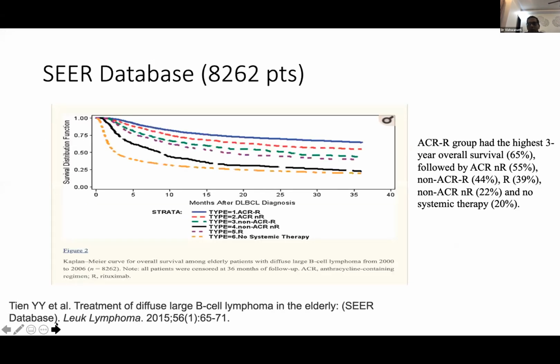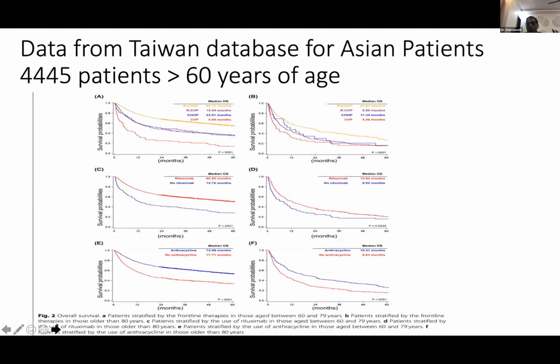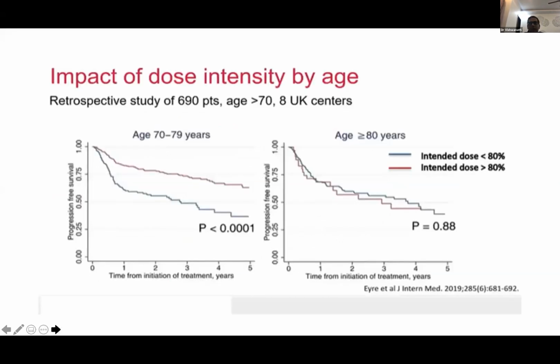This again talks about the SEER database, which I did speak about. You can see that in such a large number of patients, 8,262 patients, those who did not receive anthracyclines had a much inferior outcome compared to patients where anthracycline and rituximab were used. This again talks about the Asian population, a large number, 4,445 patients over 60 years of age. You can see here, R-CHOP did the best, and the ones without anthracycline did not have a very good outcome. This goes to say that anthracycline is very important.